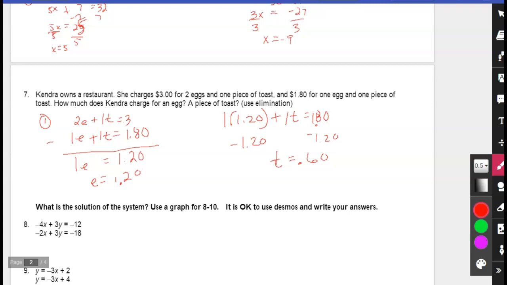Some of you did not label on your quiz or your quiz reviews. You need to tell me then, what's the answer? Well, an egg is $1.20. Toast is 60 cents. You need to label that. All right, and if we check that, 2 times $1.20 plus 60 is going to equal your $3.